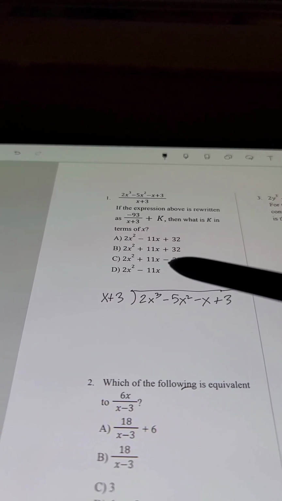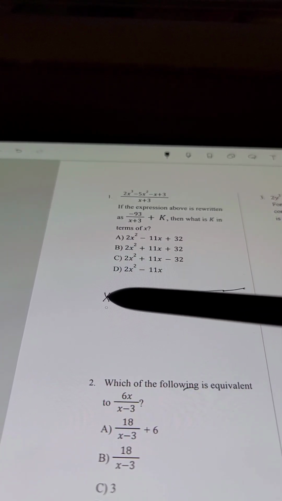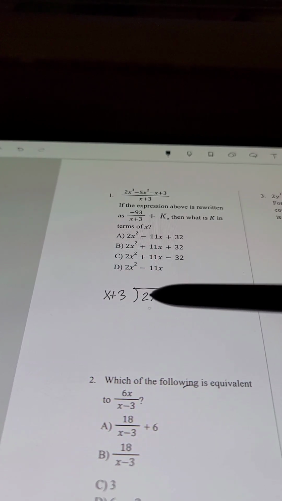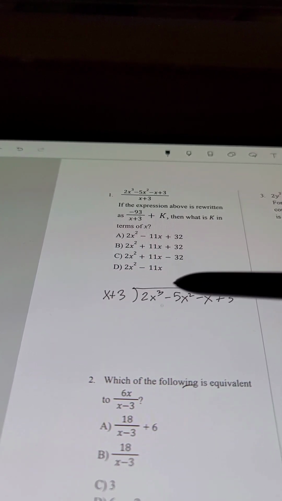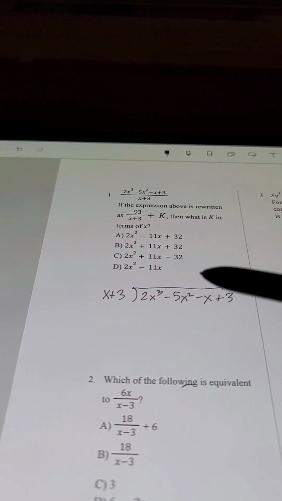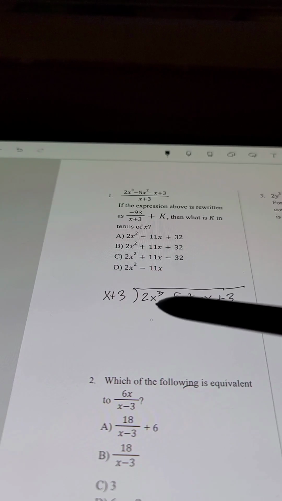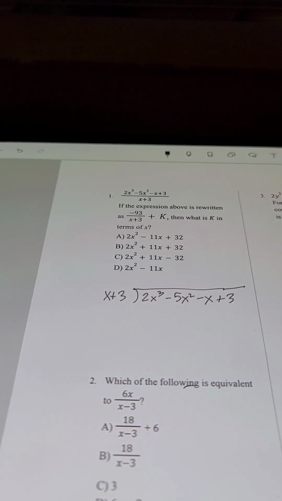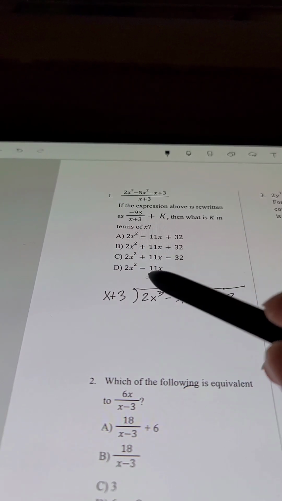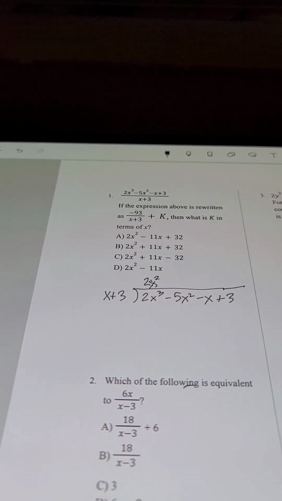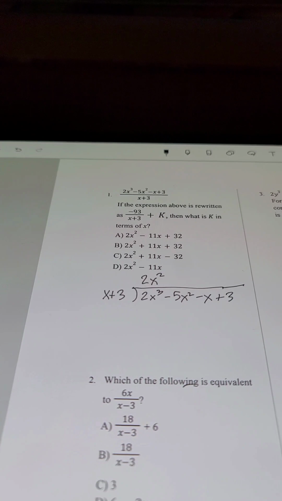So you basically ask yourself, okay, I'm going to look at just the x portion right here, and I'm going to say how many times does it go into 2 times x to the third. You can also think of this as, what do I need to put up here and multiply x by to get back to 2 times x to the third. So what do I have to do? I have to put 2x squared up there.